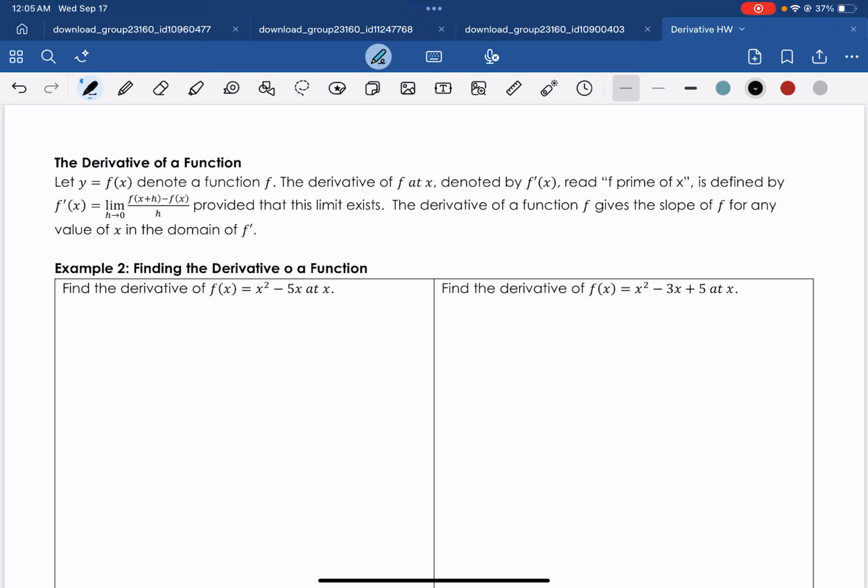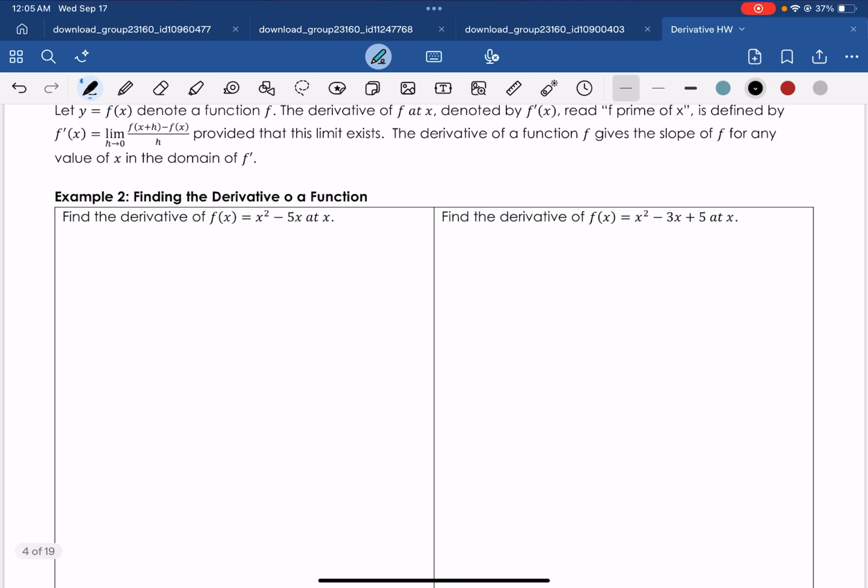The derivative of f at x, denoted by f prime of x, is defined by f prime of x equals the limit as h approaches 0 of f of (x plus h) minus f of x, over h. Provided that this limit exists, the derivative of function f gives the slope of f for any value of x in the domain of f prime.